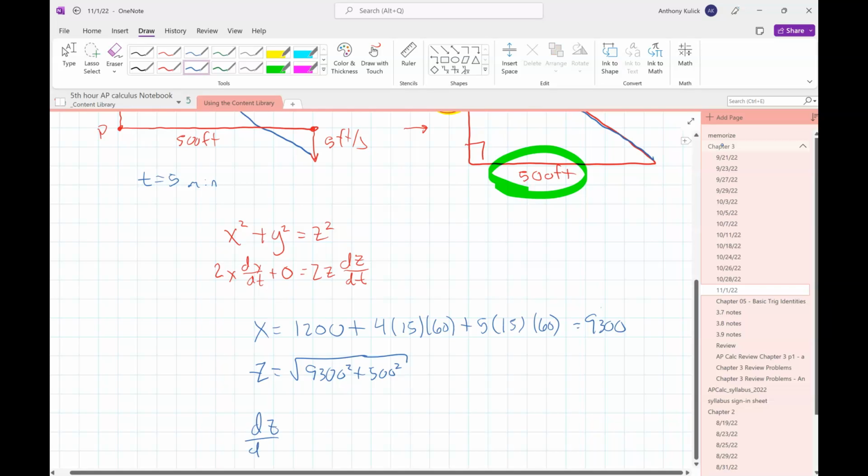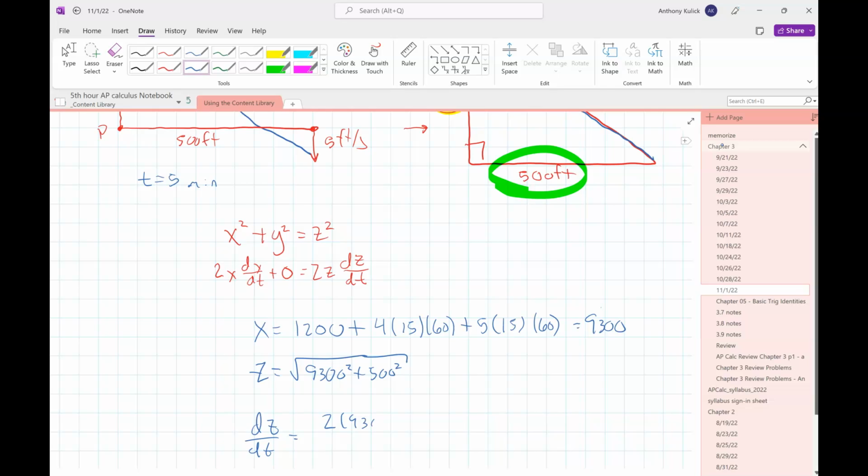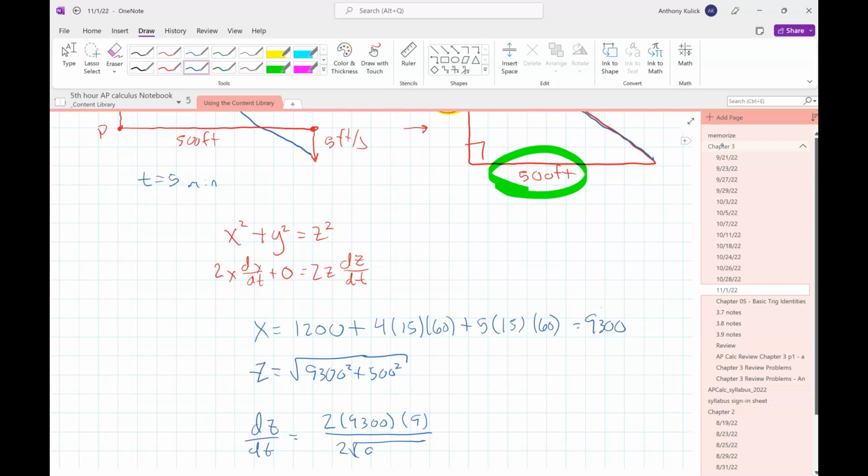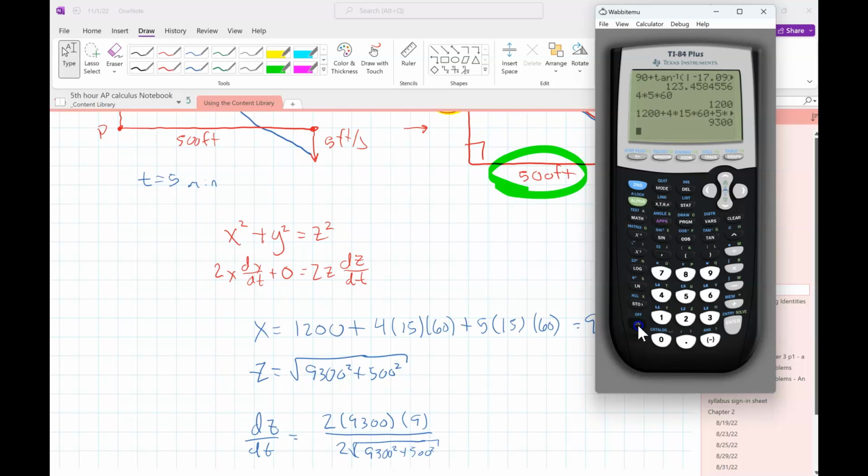So dz dt, that's what we're looking for. It's going to be 2 times 9,300 times 9 divided by 2 times the square root of 9,300 squared plus 500 squared. I think. We'll check in a second to see if that pans out in the answer.